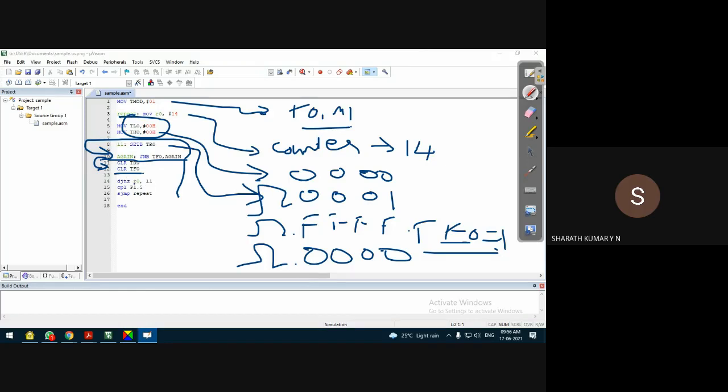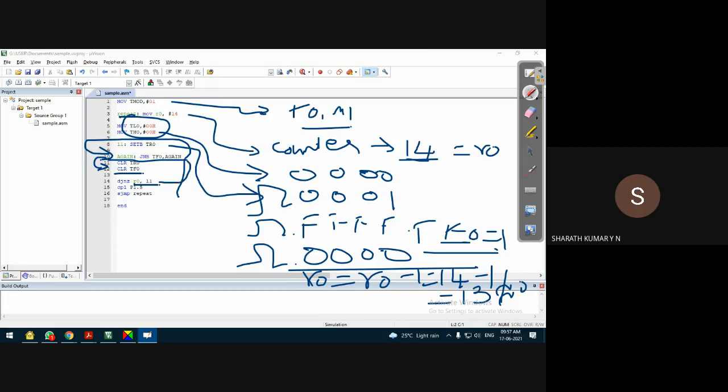Then after this, it will decrement R0 by 1. Initially R0 is equal to 14. It will decrement R0 by 1. R0 is equal to R0 minus 1. That is 14 minus 1, which is 13. It will compare it to 00. Is it equal to 0? No. Then it will go back to L1. Where is L1, guys? It will go back here.